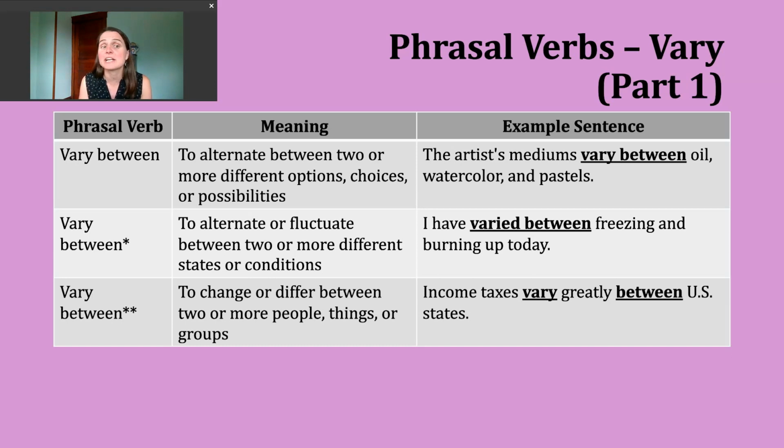A third way you might hear vary between used is to mean to change or differ between two or more people, things, or groups. An example of this might be, income taxes vary greatly between U.S. states. This is a true statement. It's another simple present. This is factual. So the tax rate, the tax brackets can be very different from state to state. And so we will describe them as varying.